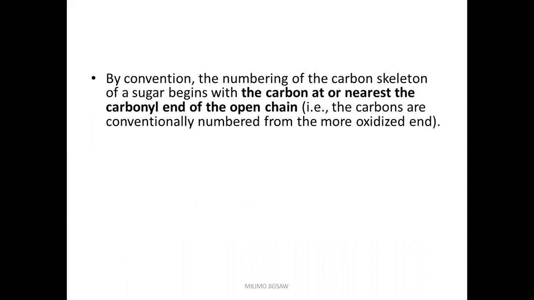So when you look at the monosaccharides, the carbon atoms are actually numbered. By convention, this is simply by convention. People just sat and decided that okay, the numbering should be in this way. So they are numbered beginning with the carbon at or nearest the carbonyl end of the open chain. So they are numbered from the more oxidized end, as we are going to see.